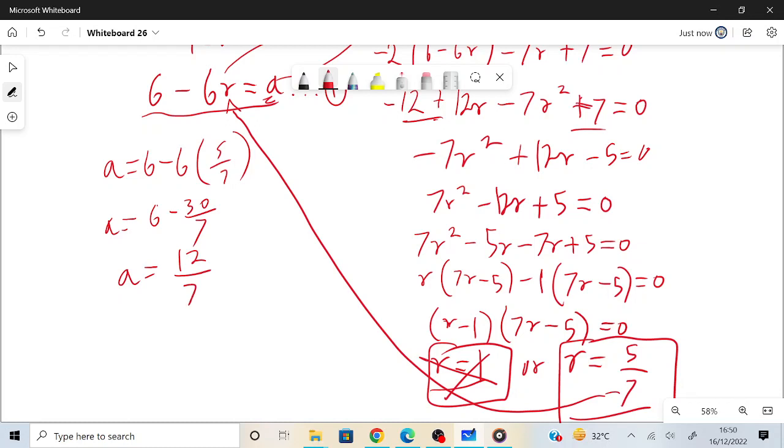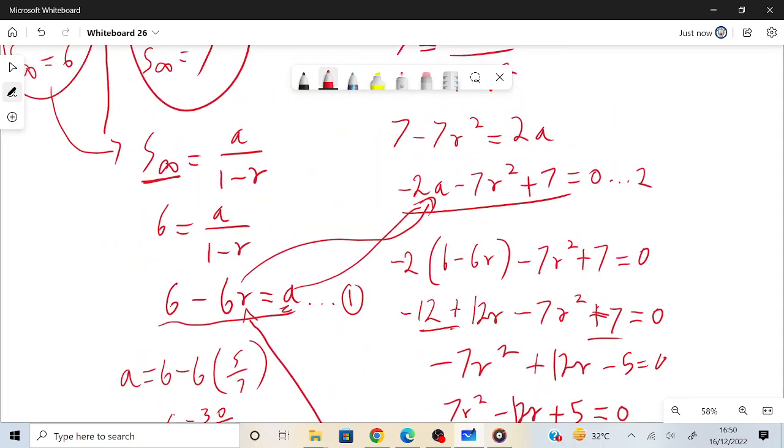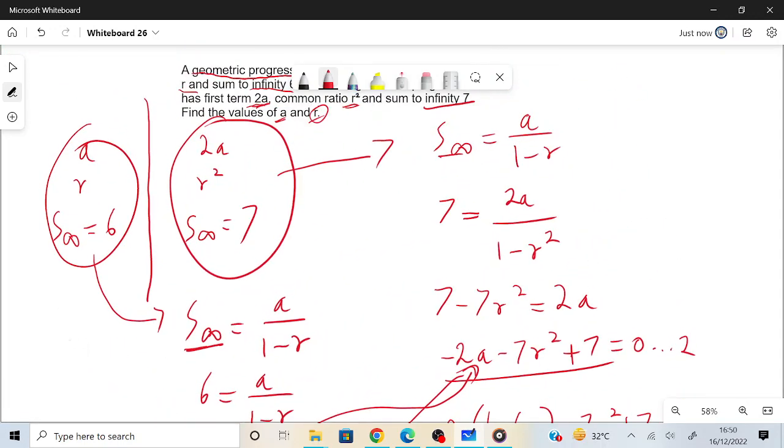Let me just confirm that on the calculator real quick. 6 minus 30 over 7. Yep, 12 over 7. So the first term is 12 over 7, and the common ratio of this question was 5 over 7, and that's the answer to that challenge question.